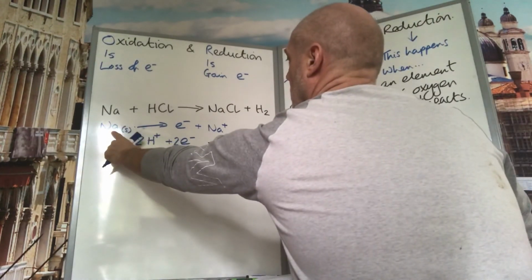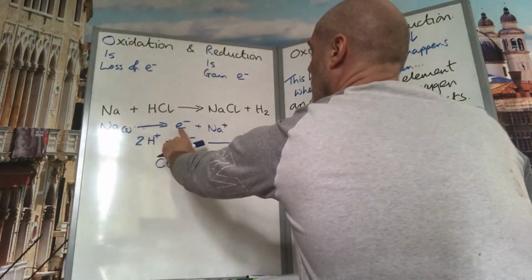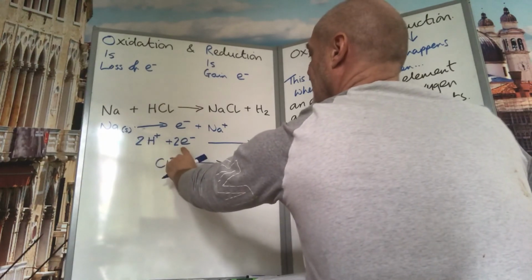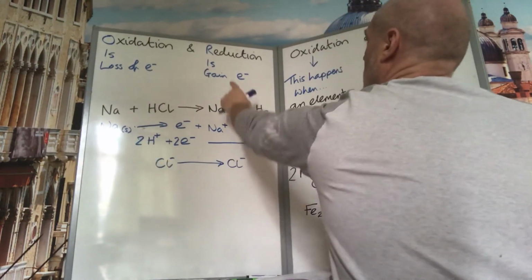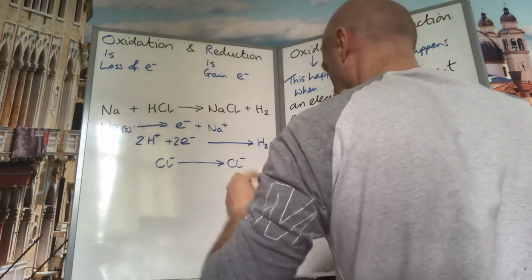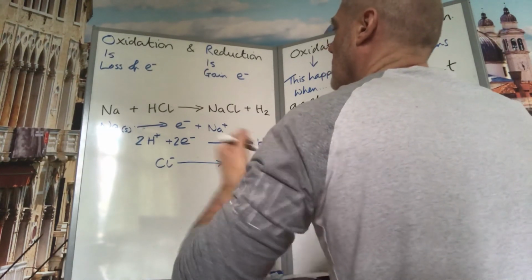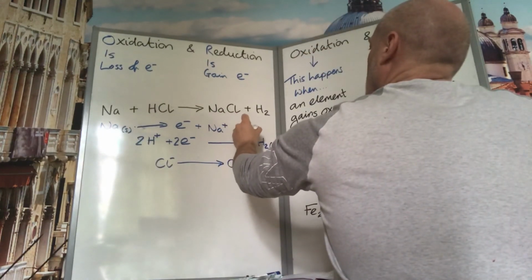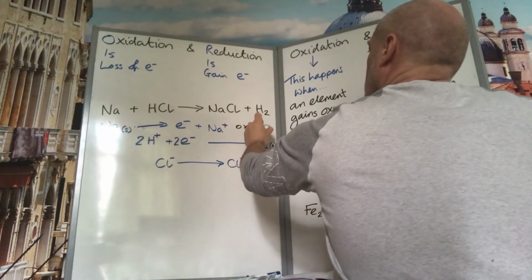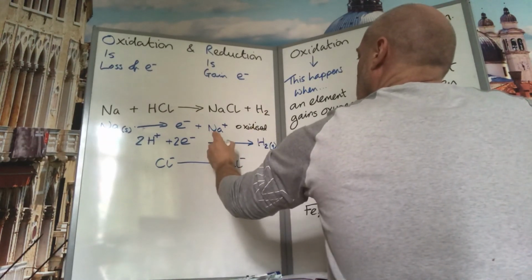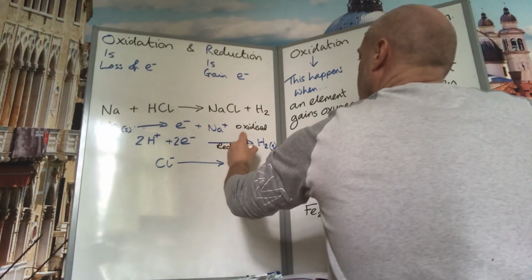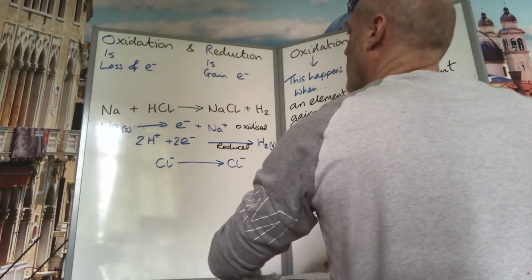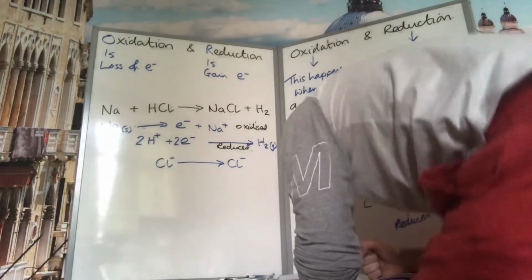So sodium loses an electron, so it must be oxidized. And hydrogen gains electrons, so it must have been reduced. Okay? So if we go back to the rules here, this one has been oxidized, and this one here has been reduced. And there is no change for chlorine. Okay, so that's the second rule that you'll need.